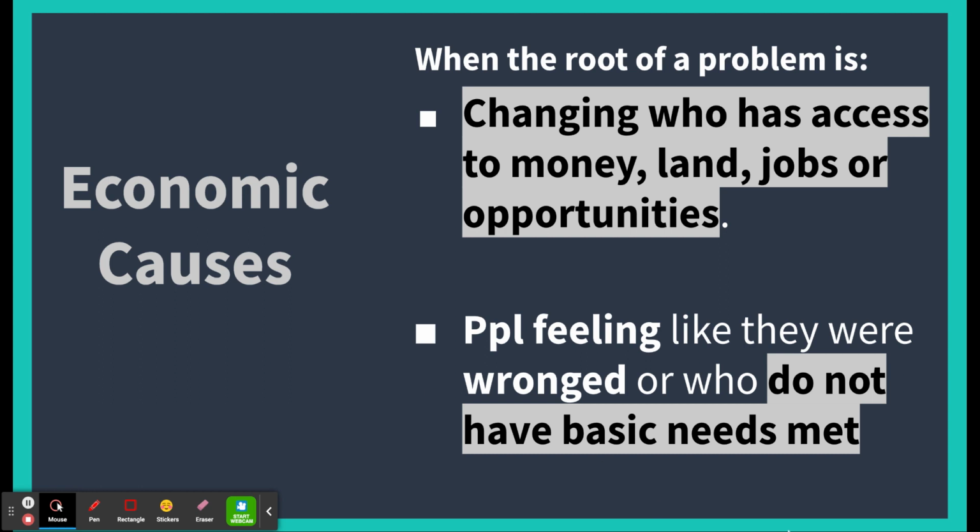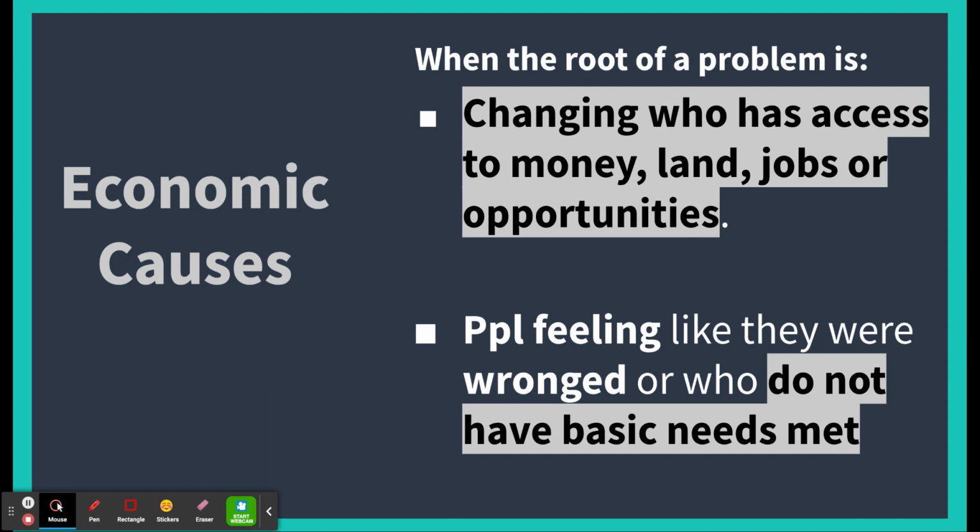Next, economic cause. Economic causes have to do with changing who has access to money, land, jobs, or opportunities. You could think about it like when some people are used to having money and land, and then that's taken away from them, or when people want more access to jobs and money and land and they don't have it, or even worse, when people's basic needs aren't being met: food, water, shelter.